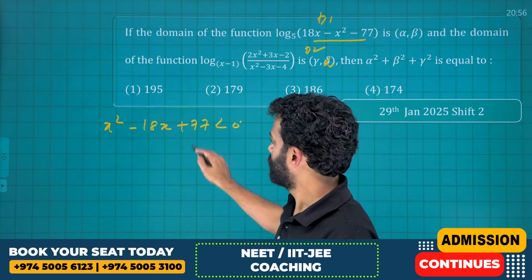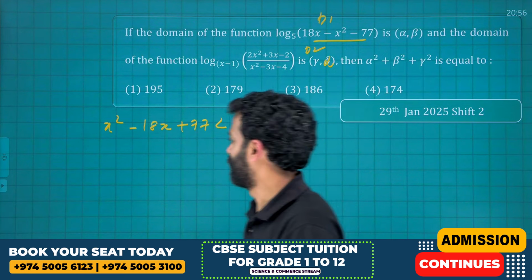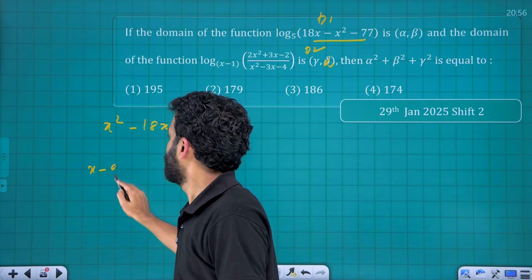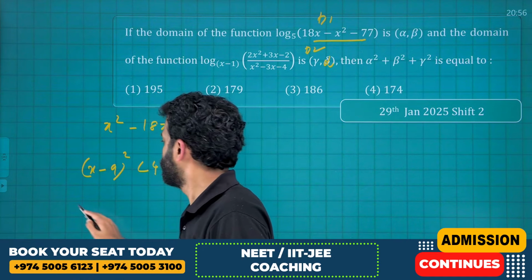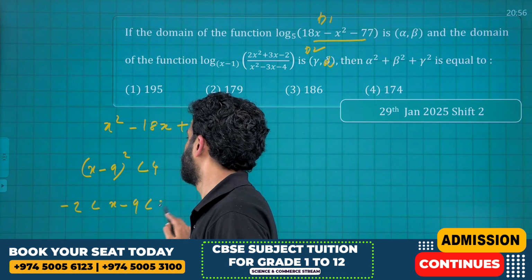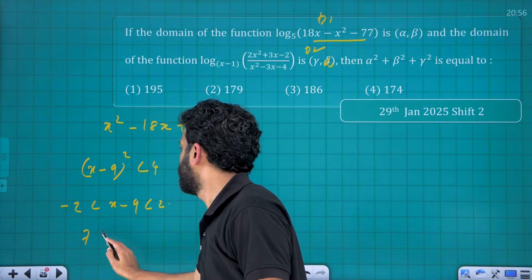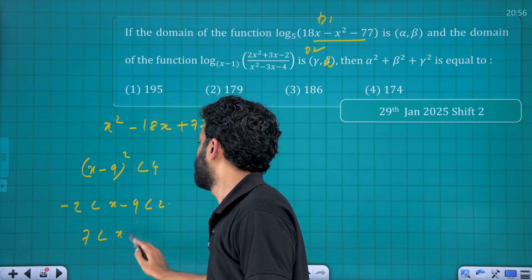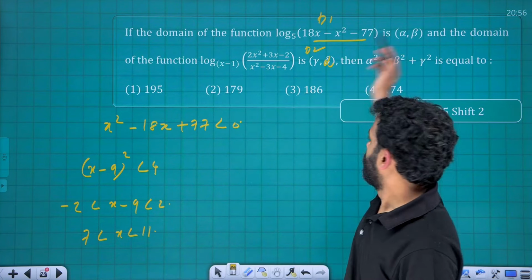I think it's better to convert partially into a perfect square. That is, if you add 4 here and here as well, this becomes (x minus 9) the whole square. That is, (x minus 9) the whole square is less than 4. Therefore, it will be minus 2 less than x minus 9 less than 2. Therefore, add 9, that is 7 less than x less than 11. Okay, we have formulated alpha and beta.